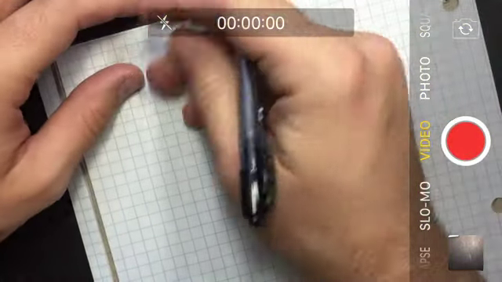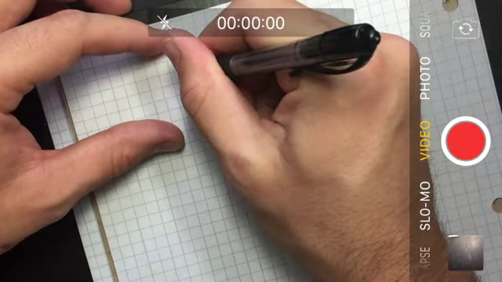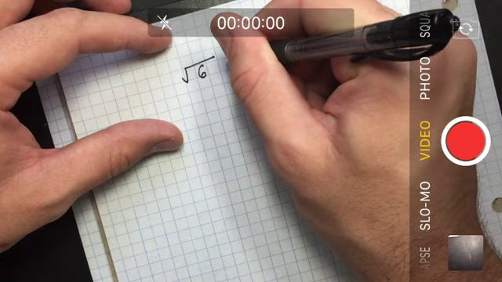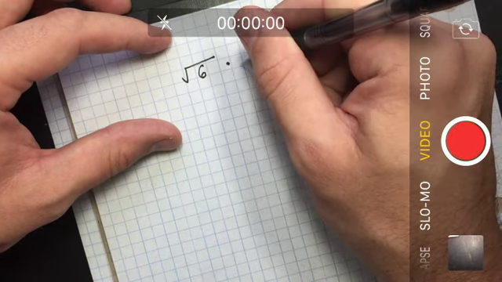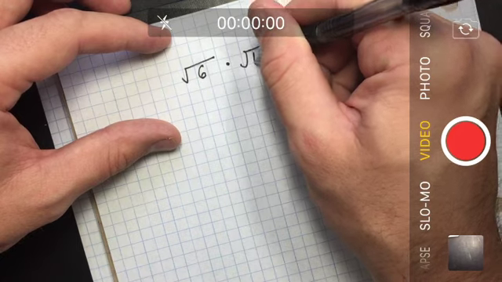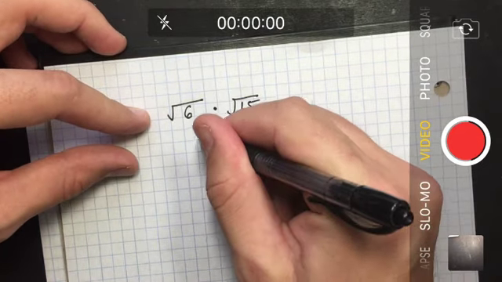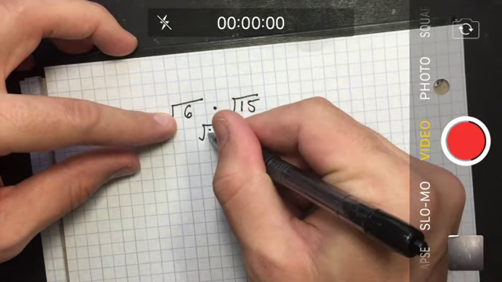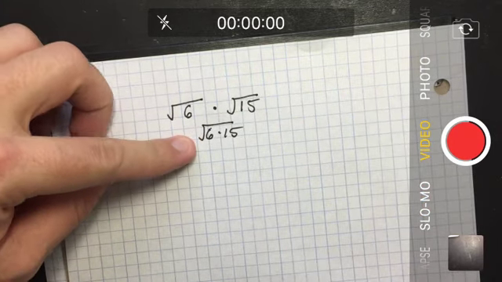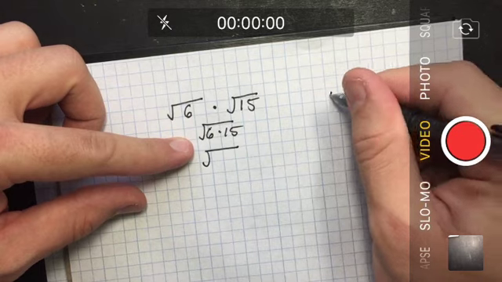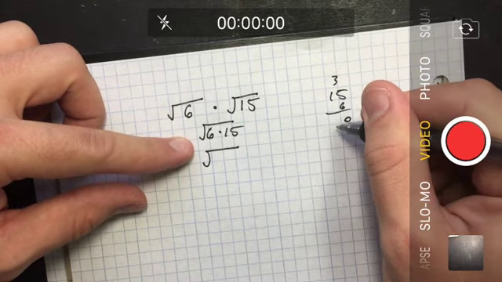So what they might do to make it difficult for you is something like this, times, let's see. And they'll give you an equation like this. You'll square it, you'll get 6 times 15, because we can combine the radical. And then what we're going to get is 6 times 15, 90, the square root of 90.